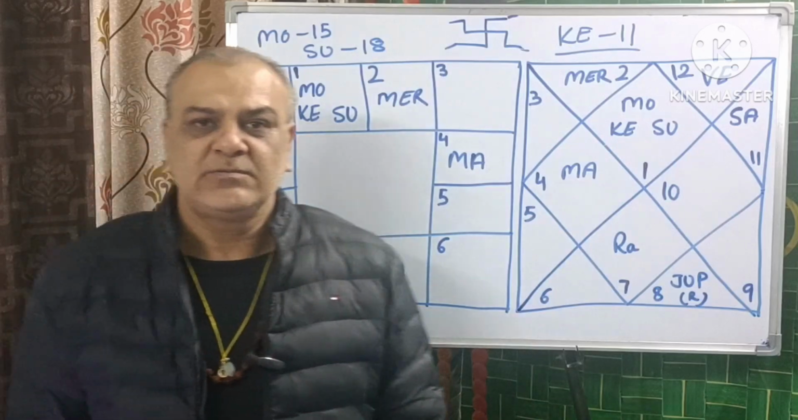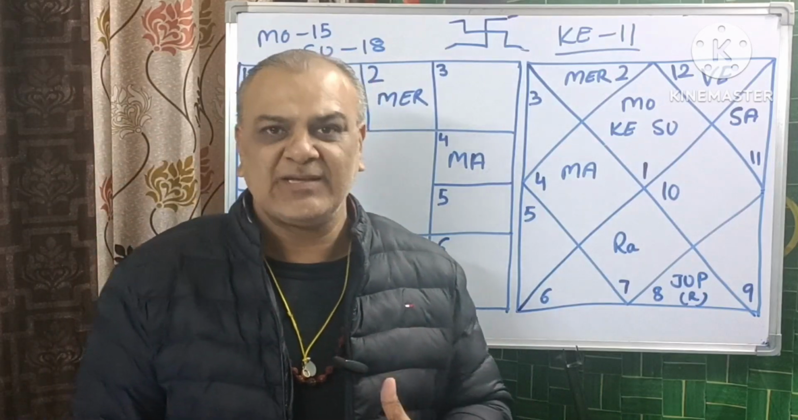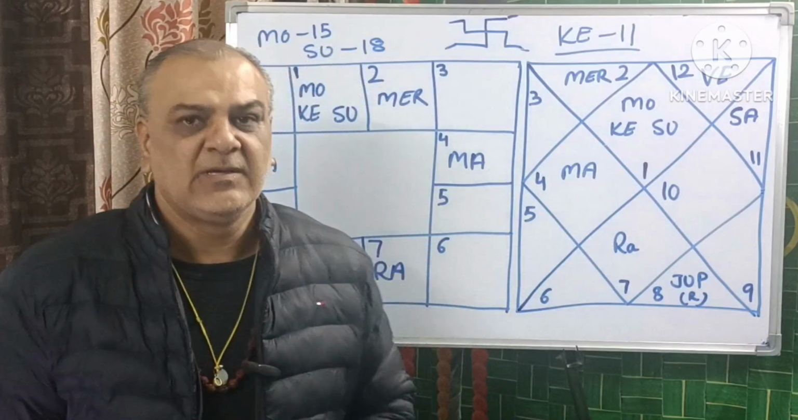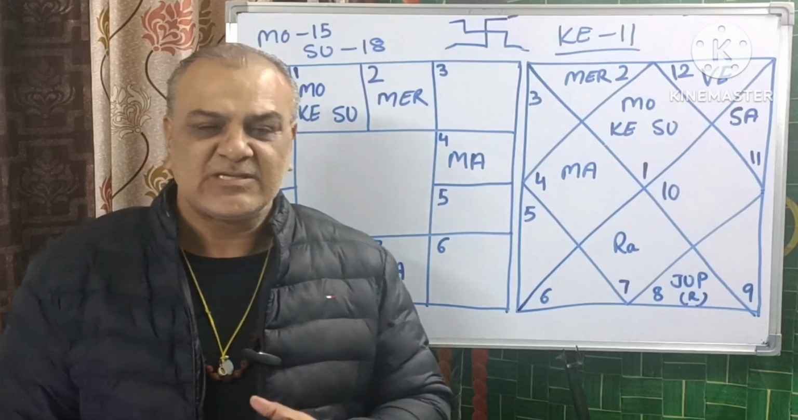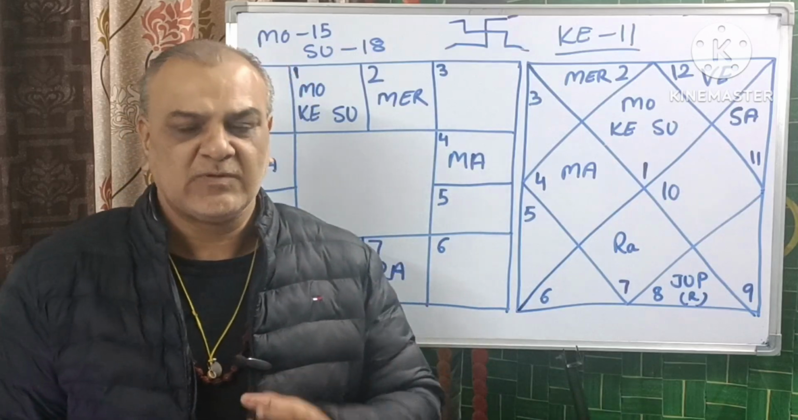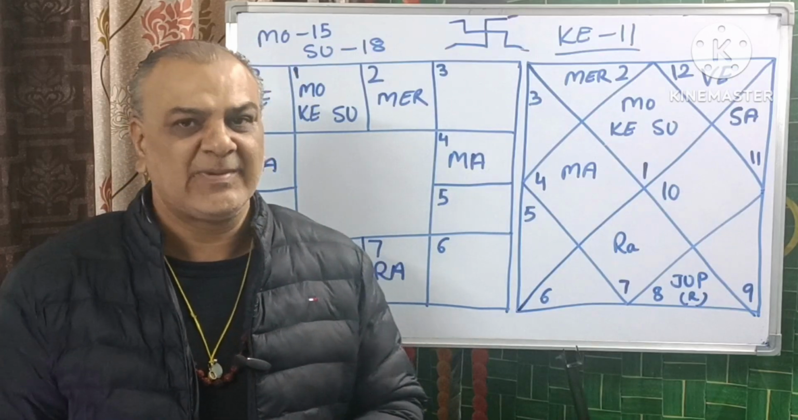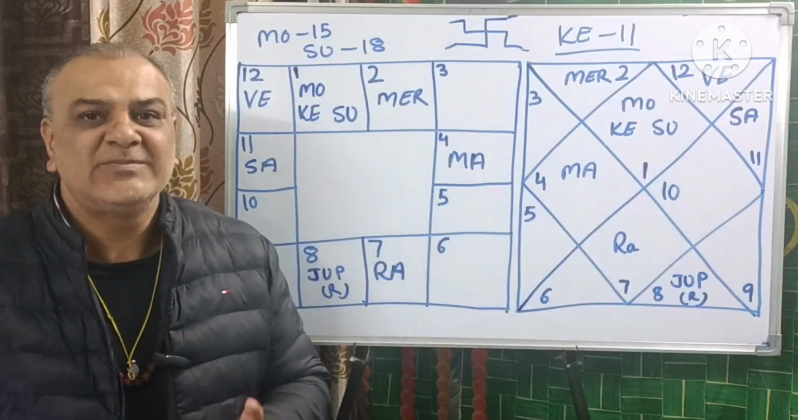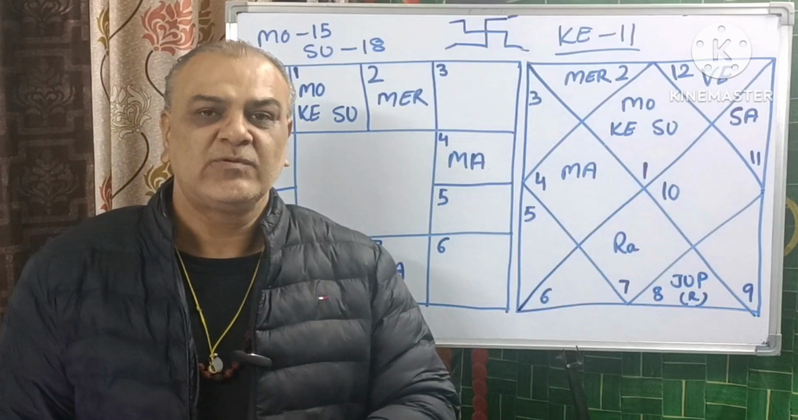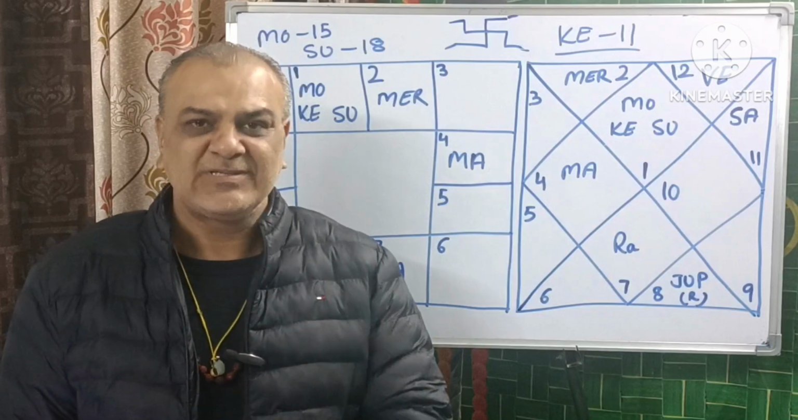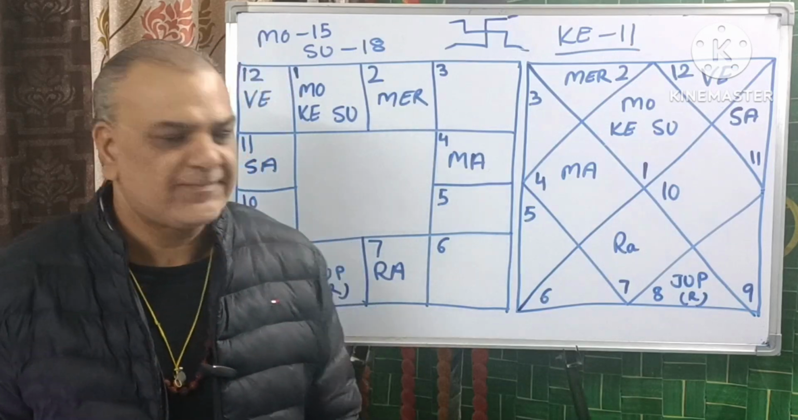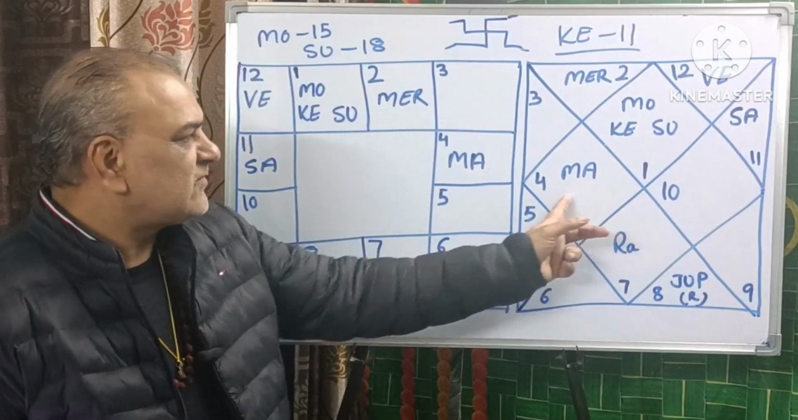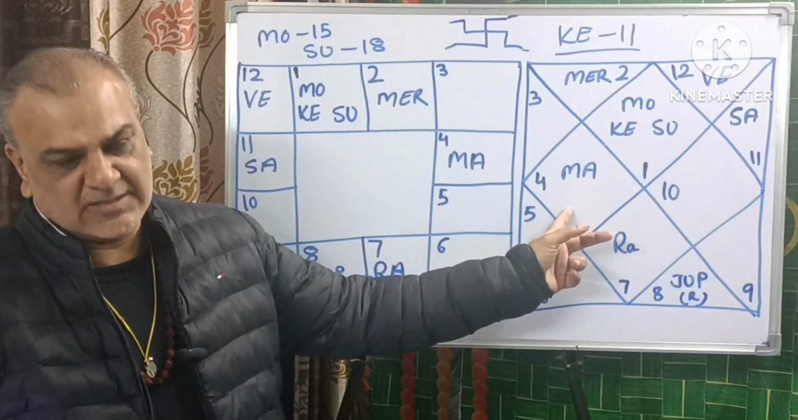Second, I told you that this male native is a doctor. But even though he is in a respectable position, he works in a government department, but still he faces a lot of problems in his professional life due to outsiders. So how does this happen? What are these combinations? This is because of debilitated Mars.